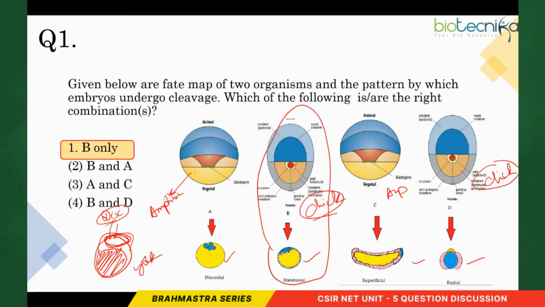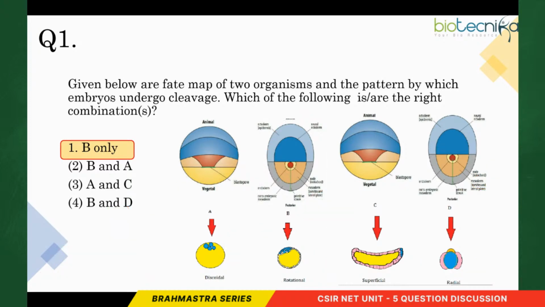It is meroblastic, which means the entire egg will not be divided, only a portion of the egg is going to be divided. That's why it is meroblastic. Whereas, which are the right combinations you have to mark over here. So you have the chick going for discoidal.